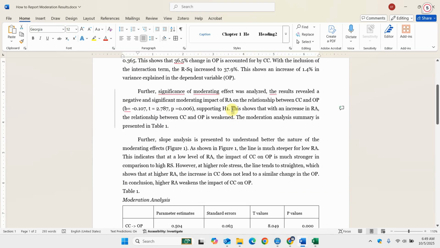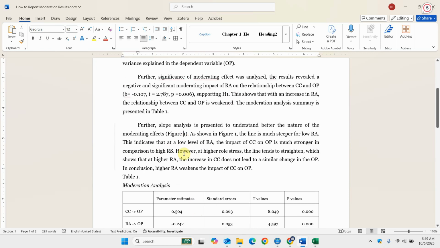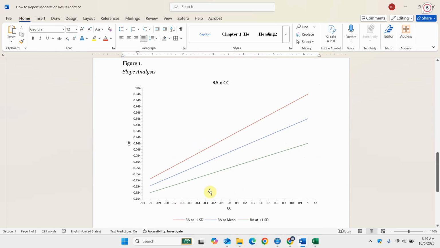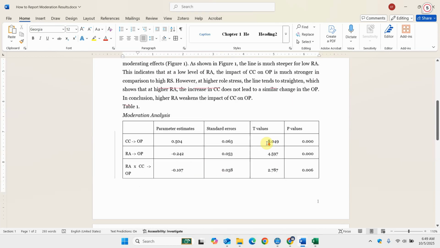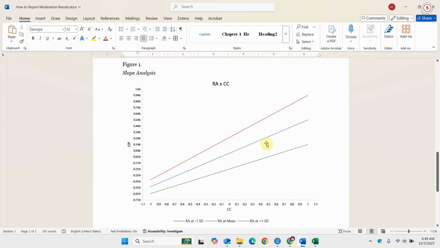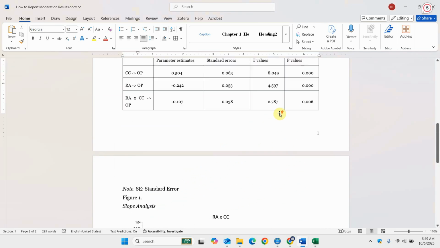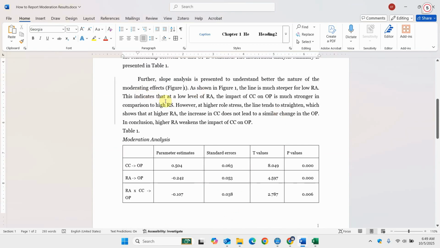This shows that with an increase in RA, the relationship between CC and OP is weakened. The moderation analysis summary is presented in table 1, and here is your table 1. Further, the slope analysis is presented to understand the nature of moderating effects. As shown in figure 1, the line is much steeper for low RA. If you look here, the low RA line, that is your red line, is much steeper in comparison to the other lines. This indicates that at low RA, the impact of CC on OP is much stronger in comparison to high RA.